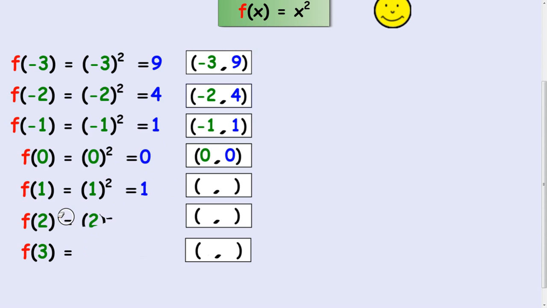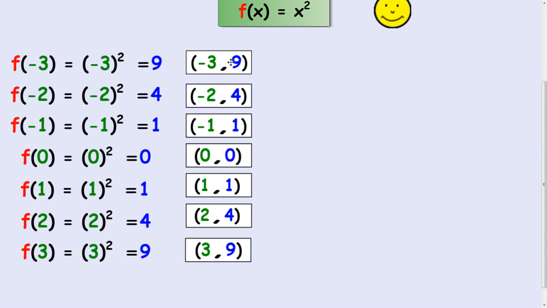And if we watch what happens with 2, if you square 2, you do 2 times 2 and you get 4, which is exactly the same as when you put -2 in. And the same with 3. When you put 3 squared, you get 9, 3 times 3, which again is exactly the same as when you put -3 in. So in terms of coordinates here, we've got 1, 1, 2, 4, and 3, 9.